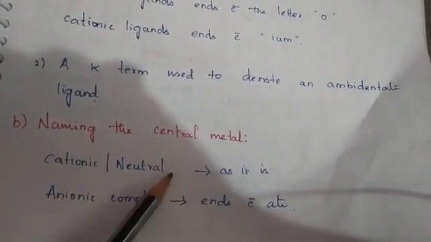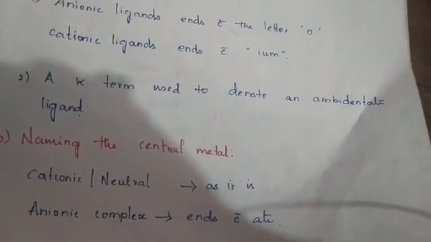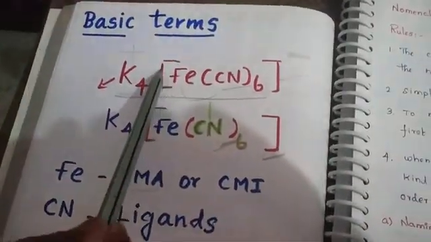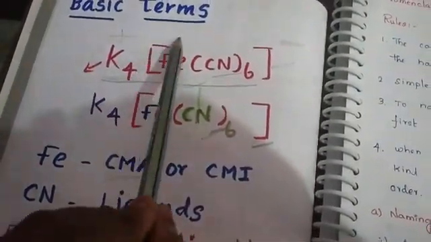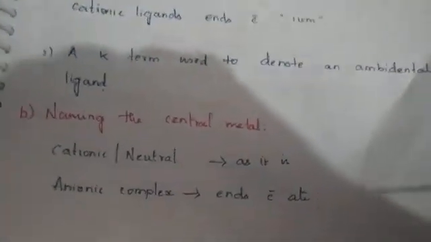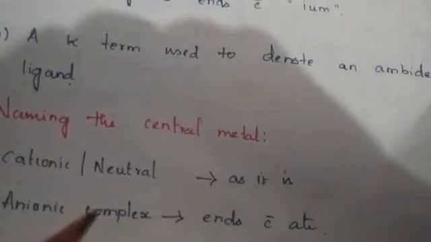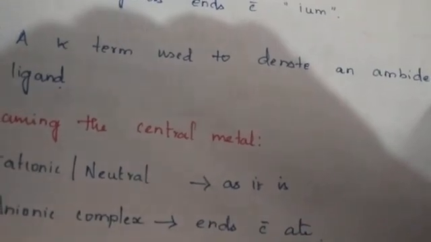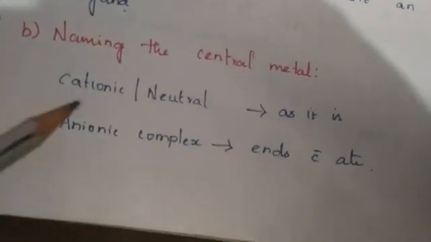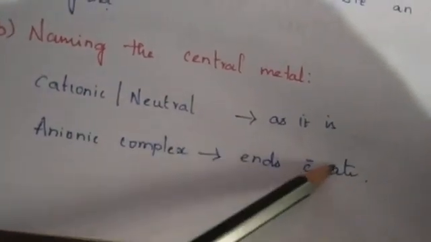When you name the central metal atom, it will be near the square bracket. This is the central metal atom. When you name the central metal atom, you have to see whether the complex is cationic or neutral. If it is cationic or neutral, it is written as it is. Let me explain with the example. And an anionic complex means the name ends with ate.